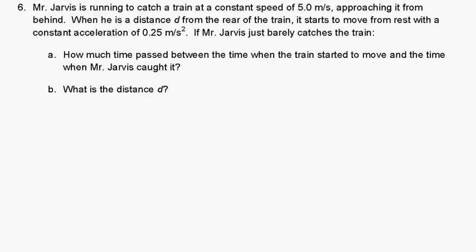Okay, problem 6 features Mr. Jarvis, who is running to catch a train at a constant speed of 5 meters per second, approaching from behind. When he's a distance d away, it starts to move with a constant acceleration of 0.25 meters per second squared. Mr. Jarvis just barely catches the train. How much time passed and what's the distance?